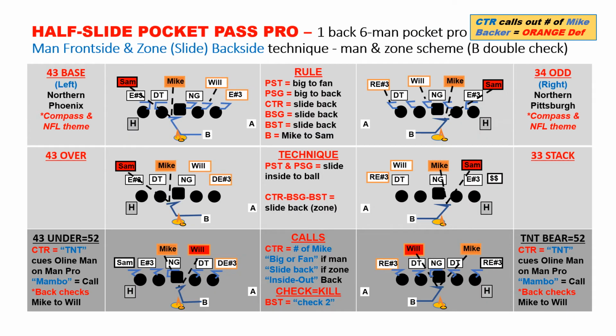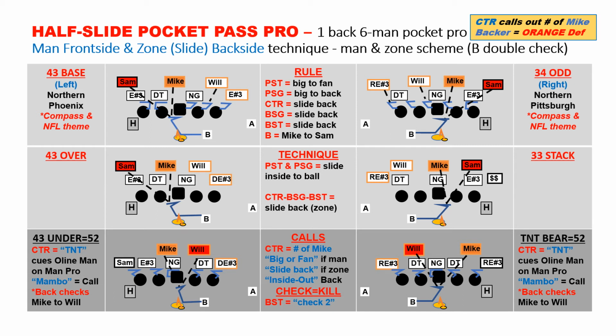All right, the last and the 4th family then is our pass pro, and we use as our pocket pass a half slide pass pro. It's a 6-man protection out of the 1 back. The rule here is real simple. The front side or call side tackle is in a man scheme. So he's going to be big if he's covered, fanning out to that defensive end. The play side guard then, if he is covered, is big and he's in a man scheme.